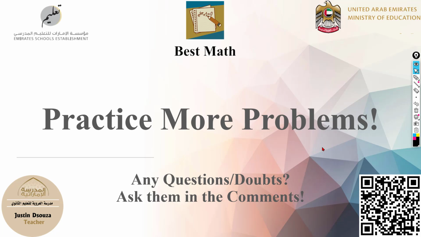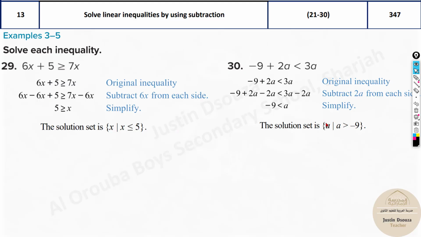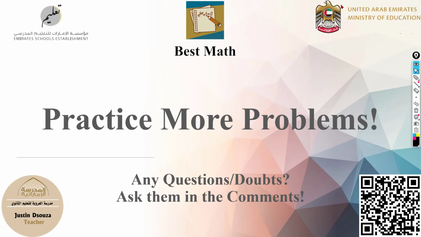Please be careful when you're having two variables. Make sure you move the smaller variable and always try to keep the variable on the left side like this and then the number on the right side of the inequality.